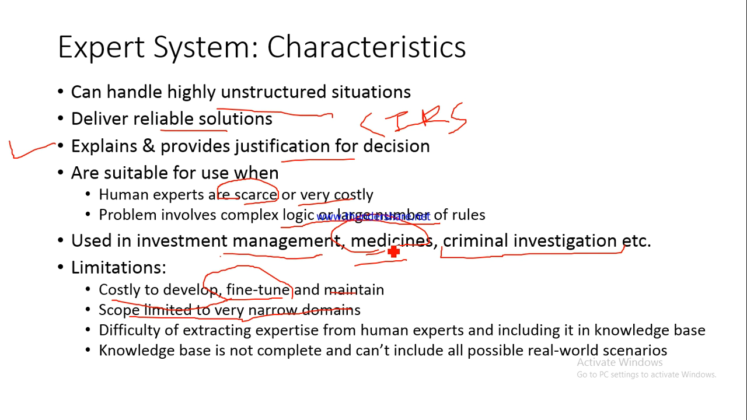In some ailments, the doctor also prescribes you some exercise. For example, supposing there's some kind of a pain in the back, then naturally the doctor will suggest you some exercise. But this particular system, if it is meant only to prescribe medicines, it would not be able to suggest exercises. So basically the scope is limited to very, very narrow domains, right?